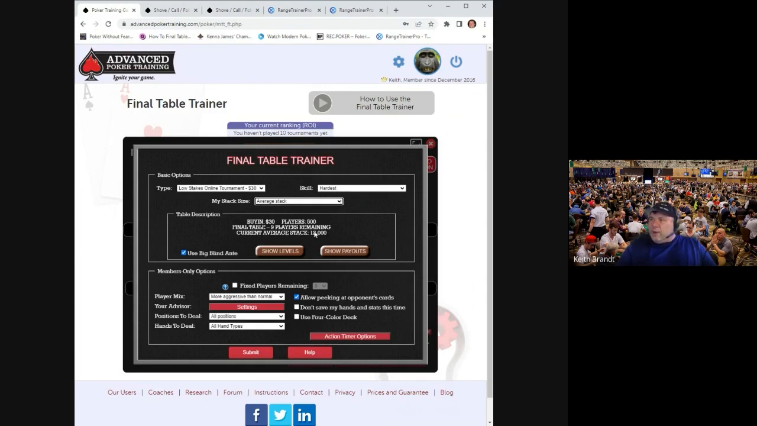This is just a way of practicing ICM. I thought about having ICMizer ready to go for tonight's session, but that's going to take too much time to set everything up. That's off-table study where you've got some time. So we'll just try to play it by ear here. Okay, so we could peek at the opponent's cards if we want. I selected that.